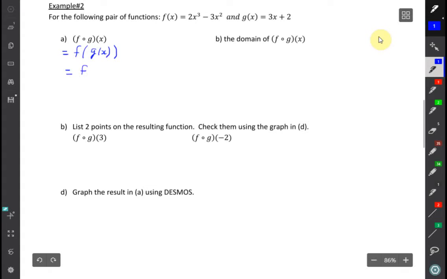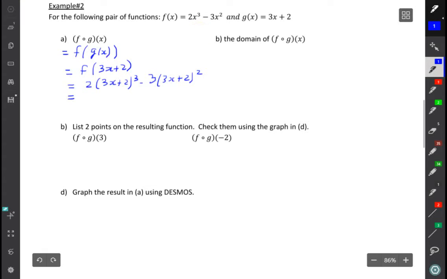So what we have is f at 3x plus 2. This is our input. This expression now is going to be replaced with x in this function here. That leaves us with 2 times (3x plus 2) cubed minus 3 times (3x plus 2) squared.